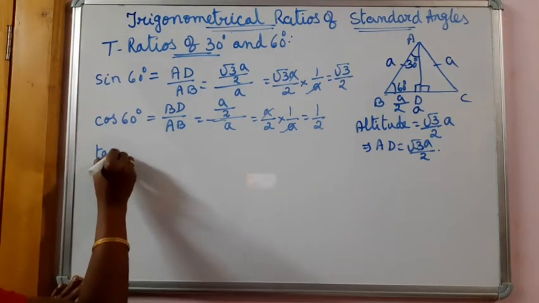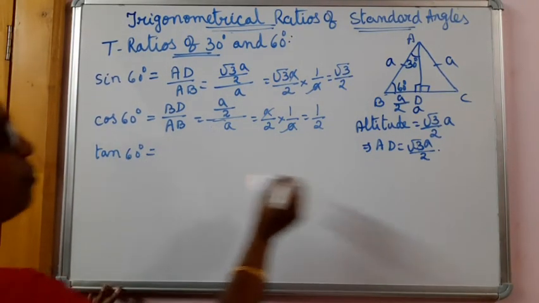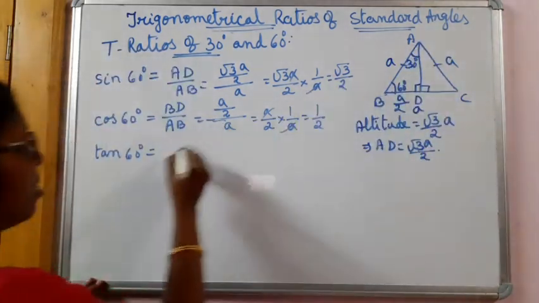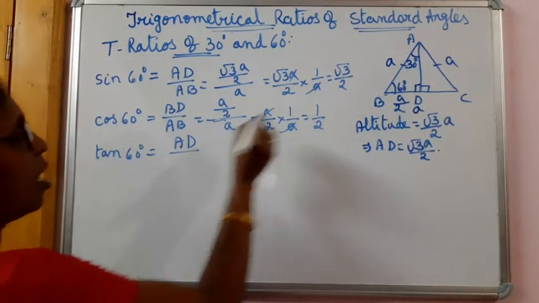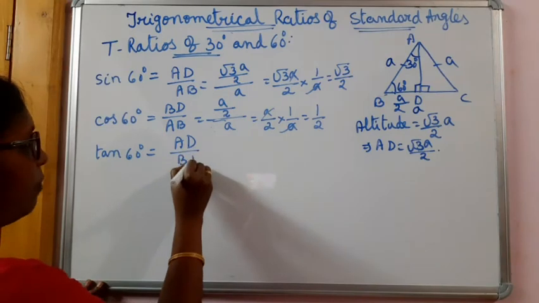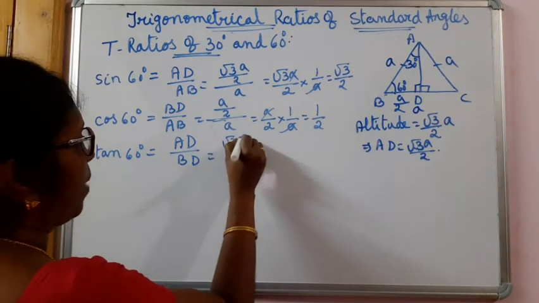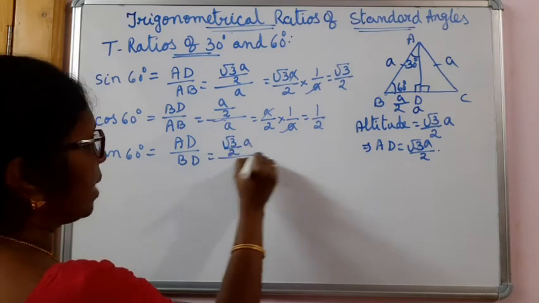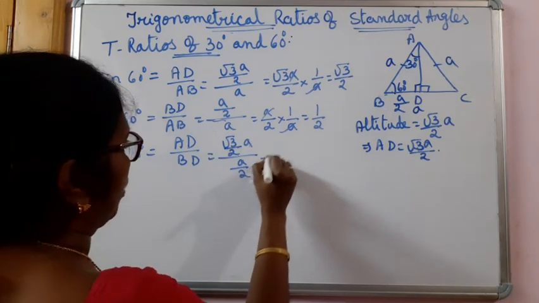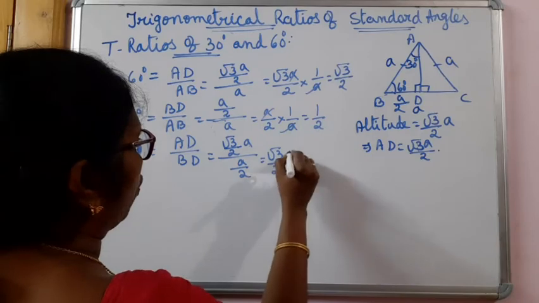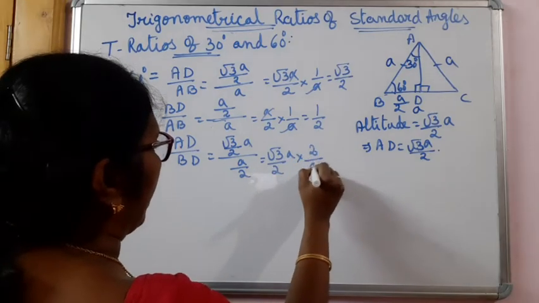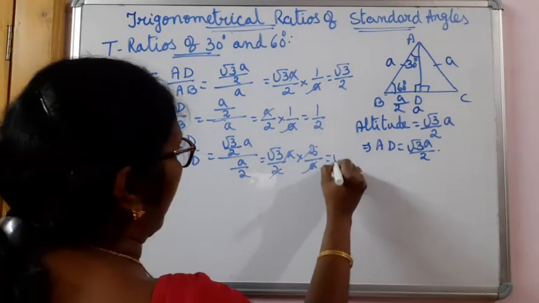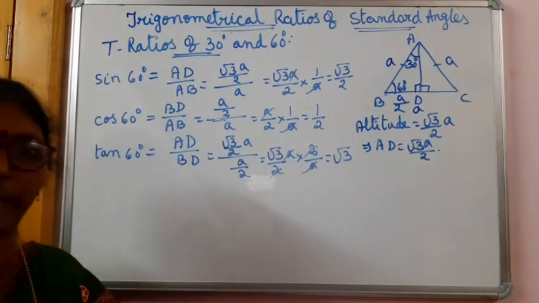Now let me find tan 60 degrees. Tan 60 degrees is opposite side AD by adjacent side BD. So AD is root 3 by 2 into side, and BD is A by 2. So we get root 3A by 2 into 2 by A. A cancels, 2 cancels, and we get root 3.